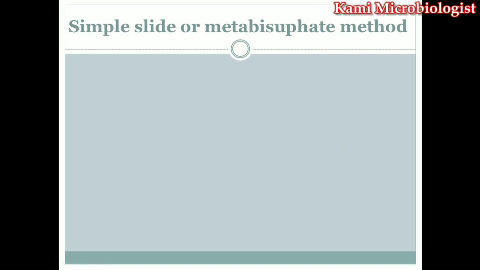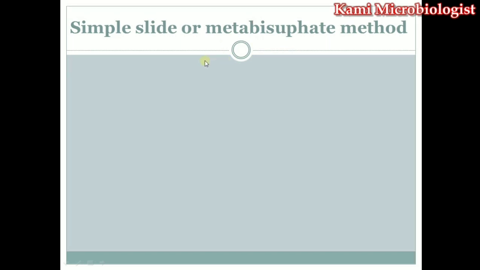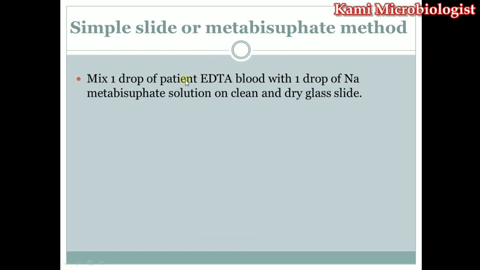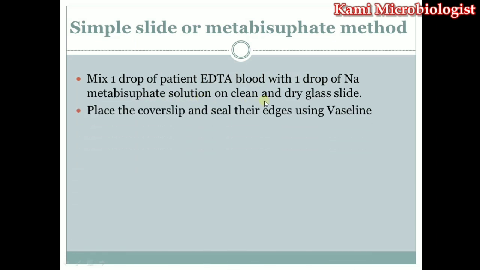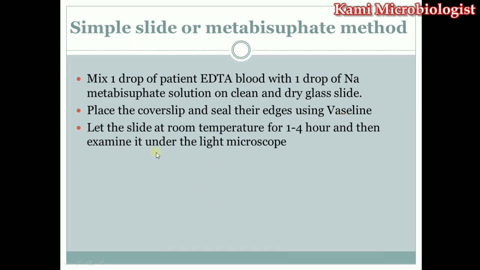First of all, let's talk about how we can use the slide and perform the metabisulfite method to determine sickle disease. First, we take 1 drop of blood from the EDTA tube and mix it with 1 drop of the sodium metabisulfite solution onto a clean and dry glass slide. After that, we put a cover slip. Once the cover slip is put on, its edges should be sealed using wax or Vaseline. Then we leave the slide for 1 to 4 hours at room temperature, and after that we visualize the slide under the light microscope.